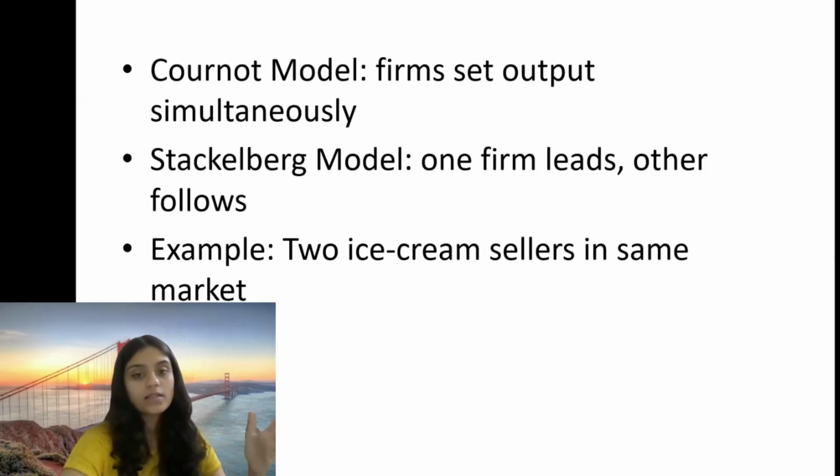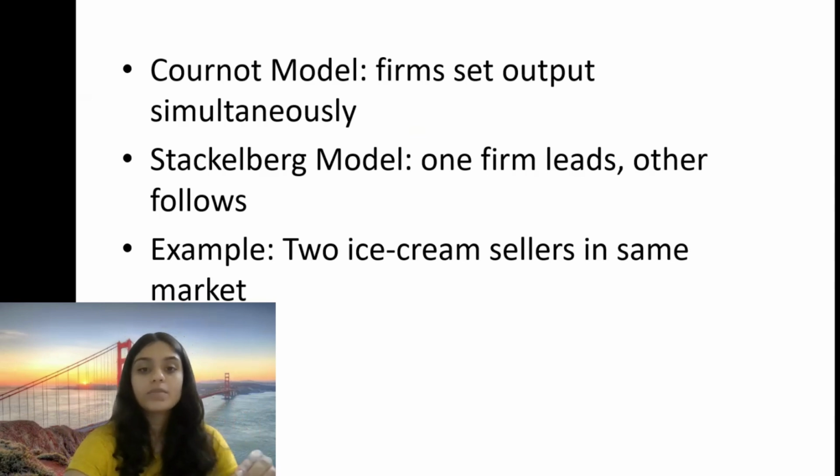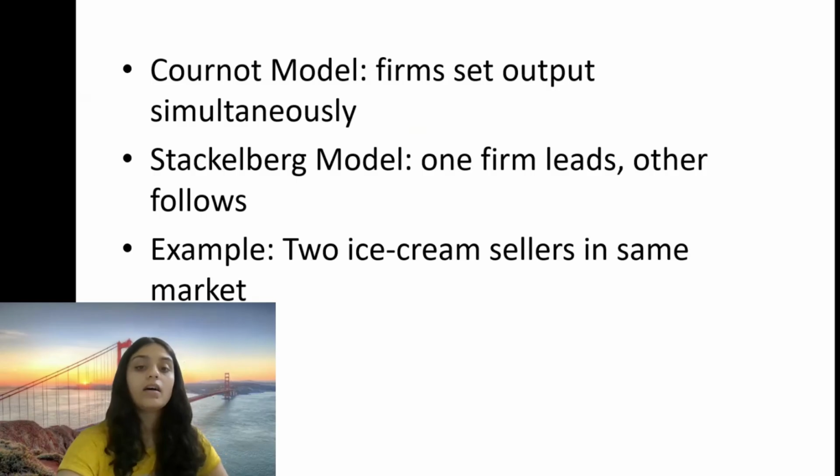So what this model says is that the firms choose output simultaneously. Like two firms are there and they will choose output simultaneously, assuming that the rival's output stays constant. For example, let's take that there are two water bottling companies, okay? They decide on a quantity at the same time. This is what the Cournot model says, and because of this assumption, the model reaches a stable equilibrium.